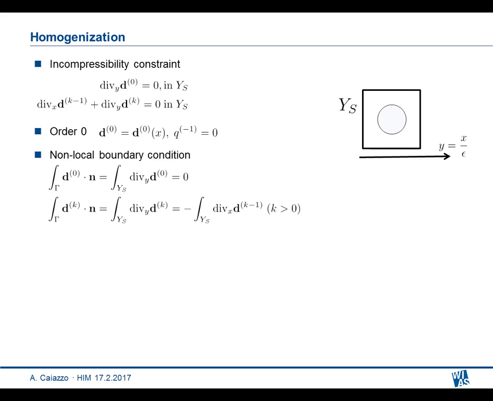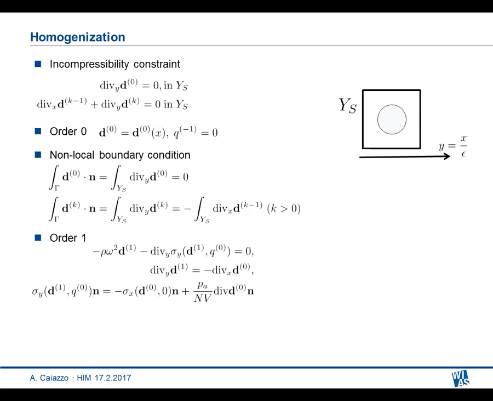This can also be used to look at the boundary condition we have on the bubbles. So for the first order, you get the integral of d0 is 0. And then for the other orders, you get the integral depends on the divergence of the order before. Okay, so this is the equation for the order 1.